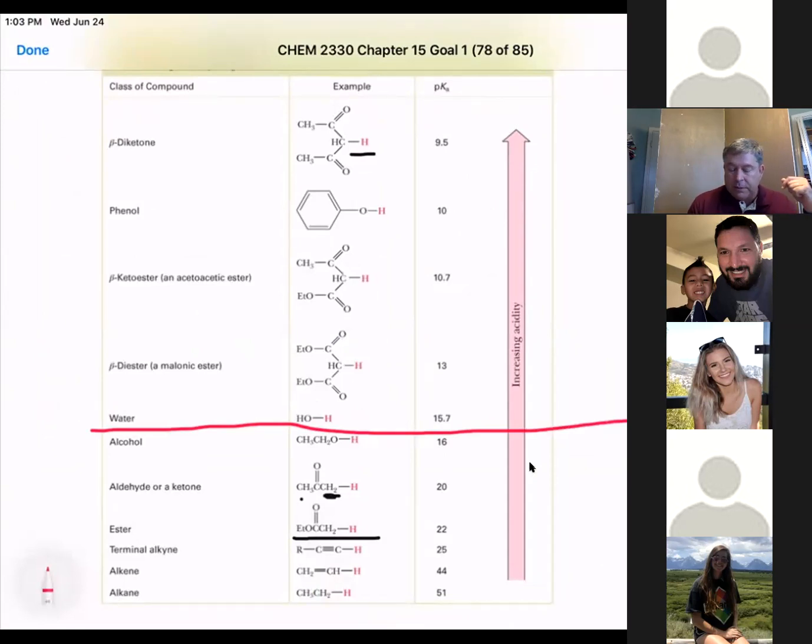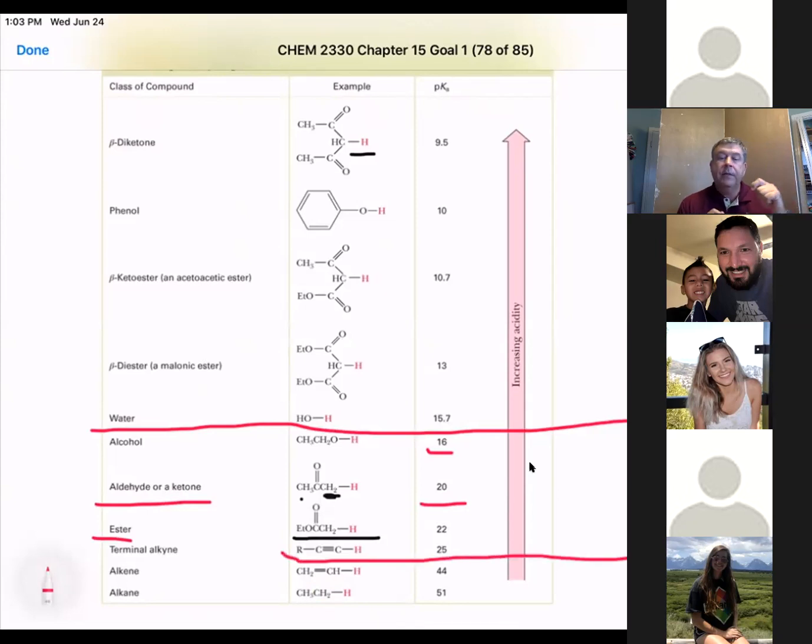So alcohols are just slightly less acidic, followed by ketones, which are less acidic. Then we have esters, and then we get up to our first hydrocarbon. Our first hydrocarbon is an alkyne. Remember, that's the one we can remove with sodium amide, and that's up here around 25. And then, of course, the alkenes and alkanes are even less acidic than that.